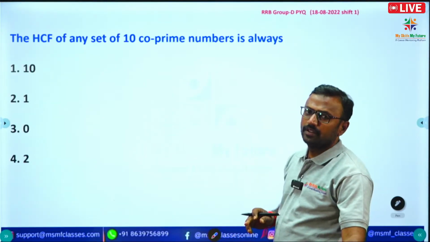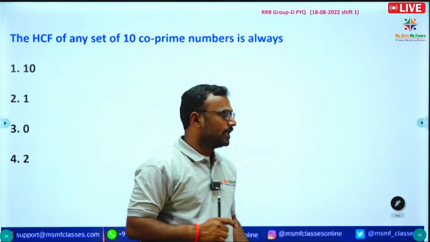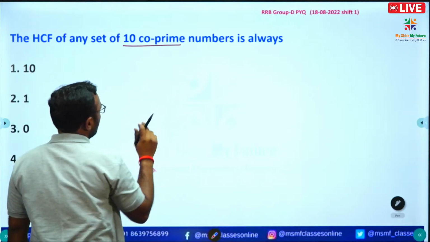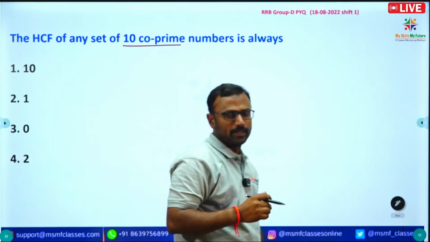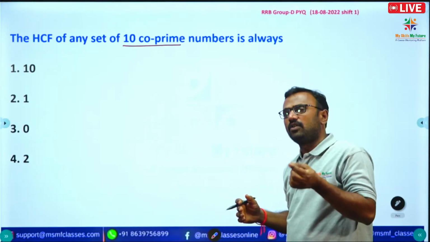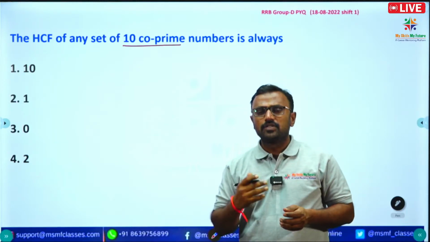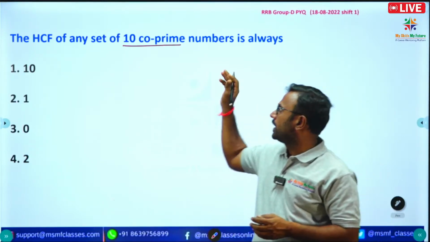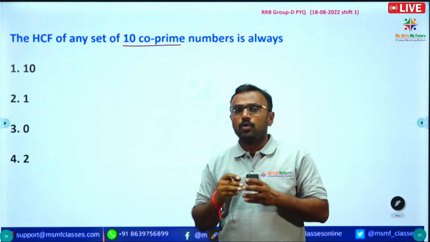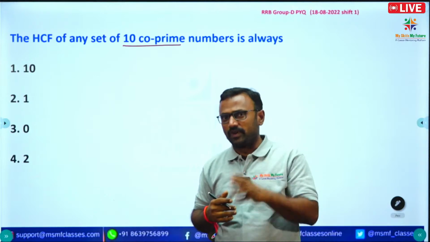Right. See the question here. The HCF of any set of 10 co-prime numbers is always. So what is meant by a co-prime number? A co-prime number is a number that doesn't have a common factor except one.